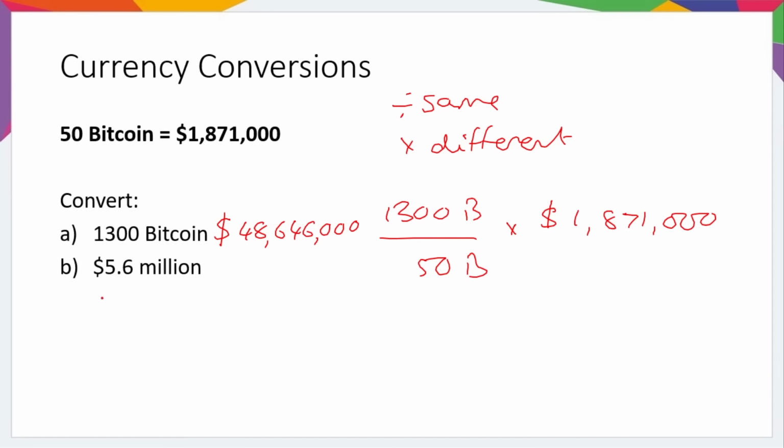48,646,000. For B, let's write 5.6 million as a proper number, so let's write it like that in full.